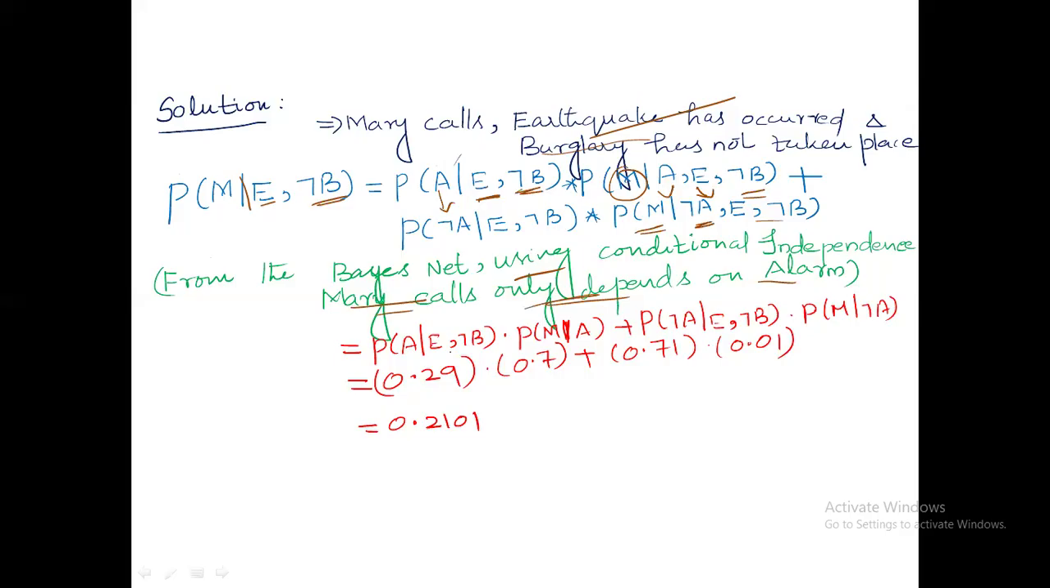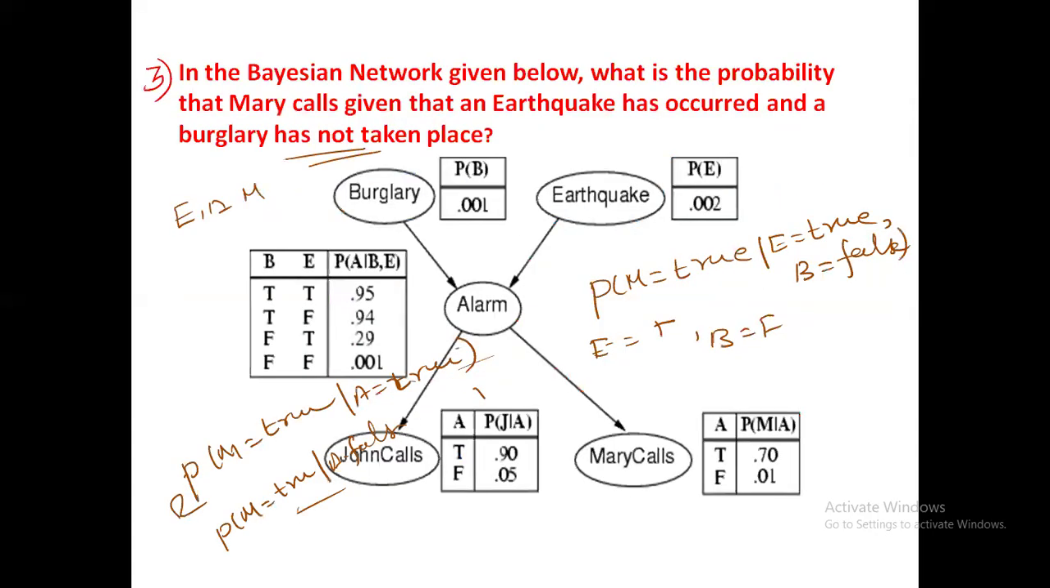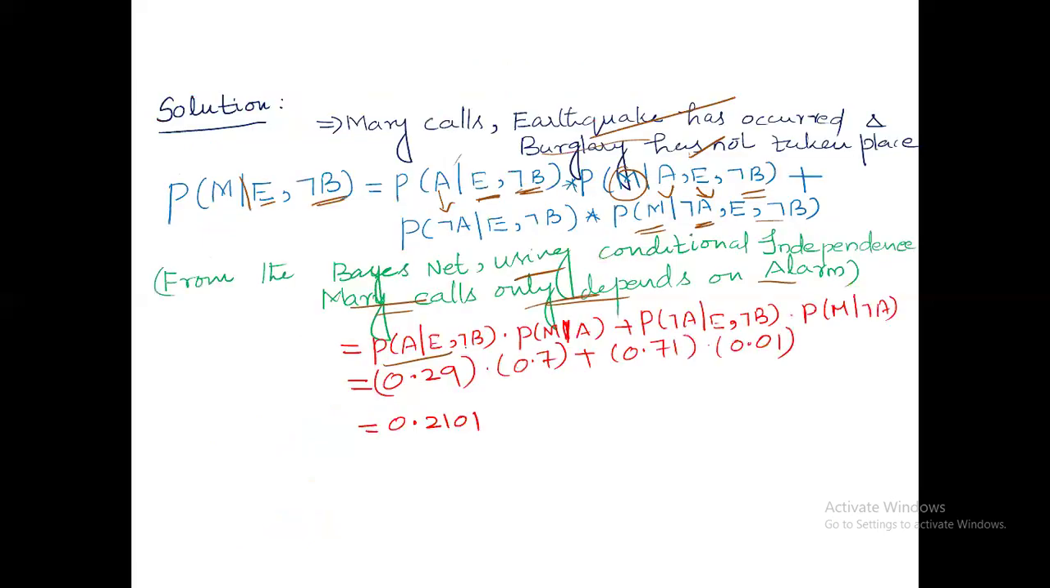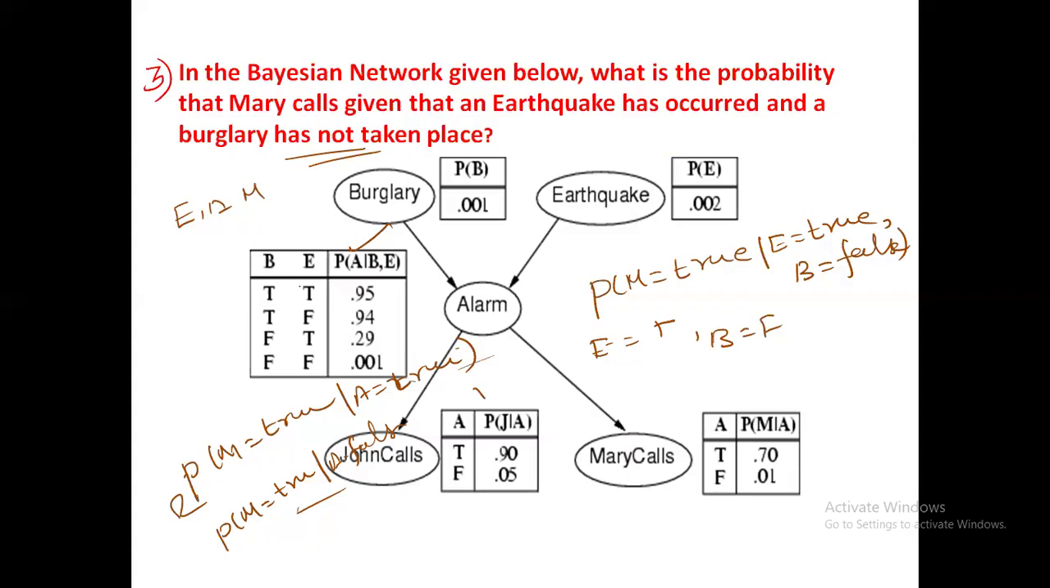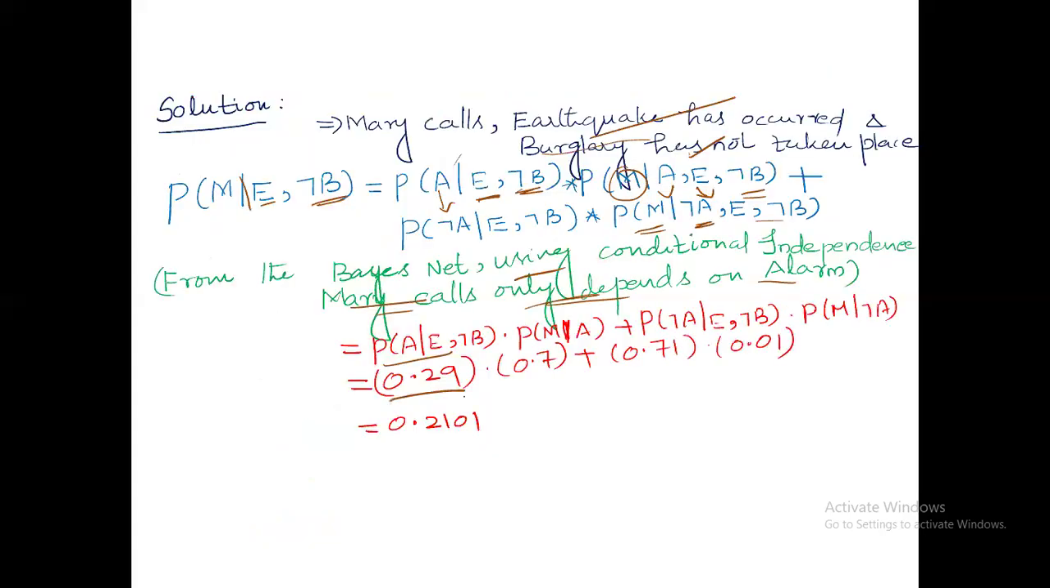So this we can write as probability of A given E comma B bar, into probability of M given A, plus probability of A bar given E comma B bar, into probability of M given A bar. If you substitute all these values from this table, the alarm happening given E comma B bar, that is E is true and B bar, is 0.29 that we are taking.